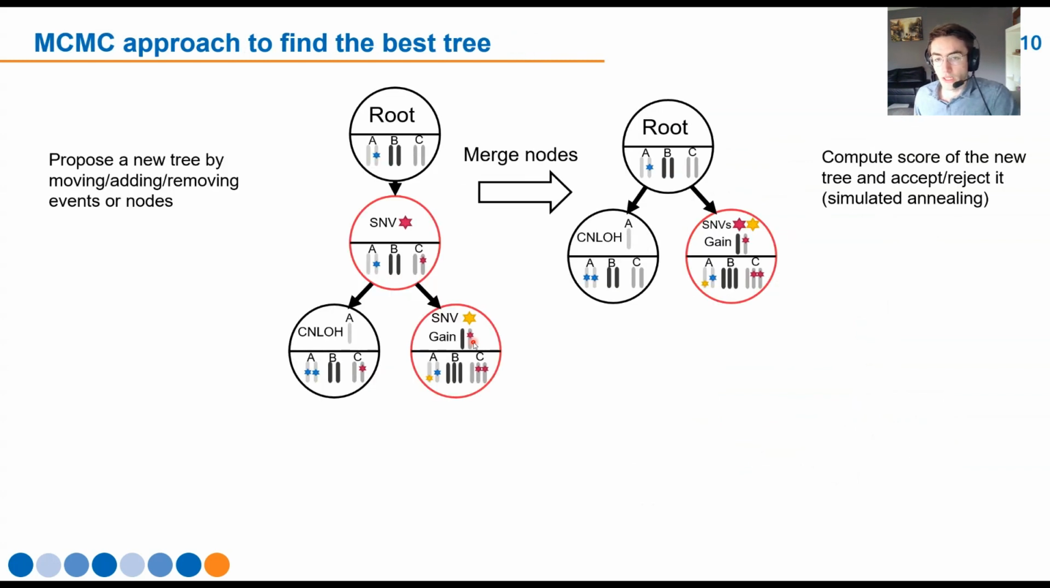With this, we can compute a score for each tree, but we still need to find the best tree. And since the tree space is very large, we cannot search it exhaustively, but we instead use a Markov chain Monte Carlo approach. So we start with one tree, and then we perform one small modification to this tree. For example, here we can merge these two nodes into one. Then we compute the new score for this new tree, and we either accept or reject this new tree based on this score.